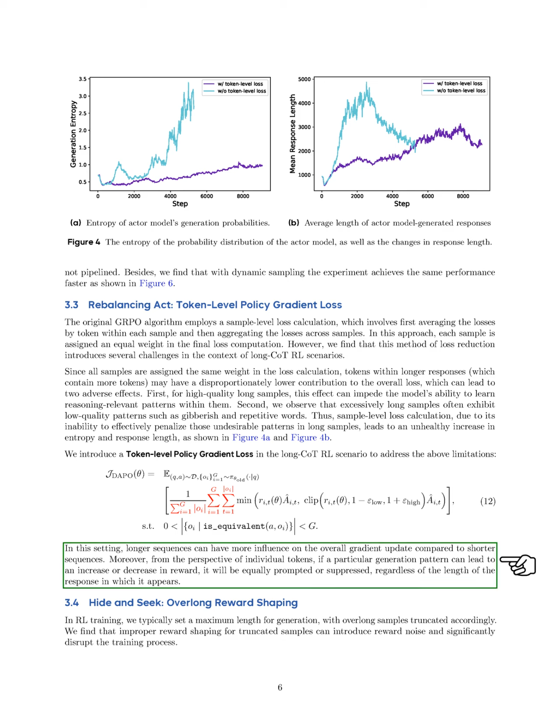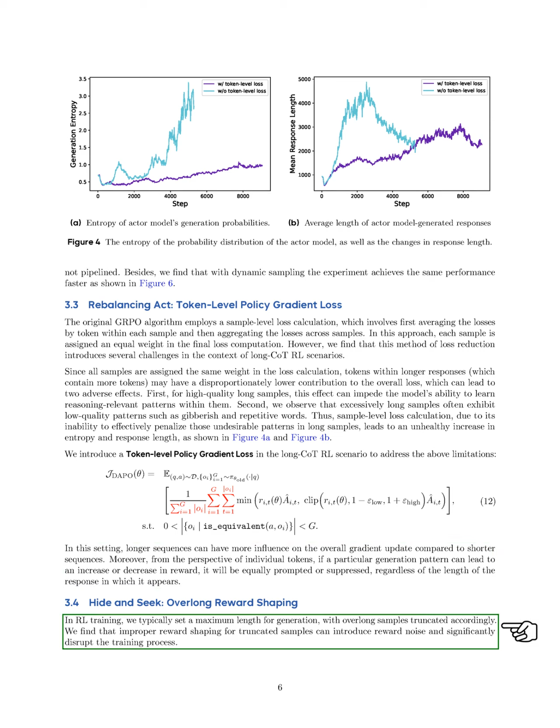Section: Hide and Seek, Overlong Reward Shaping. In this section, we discuss our findings on reward shaping in reinforcement learning, RL, training. We typically set a maximum length for generated outputs, truncating any that exceed this limit. However, we discovered that improperly shaping rewards for these truncated samples can introduce noise and disrupt training.